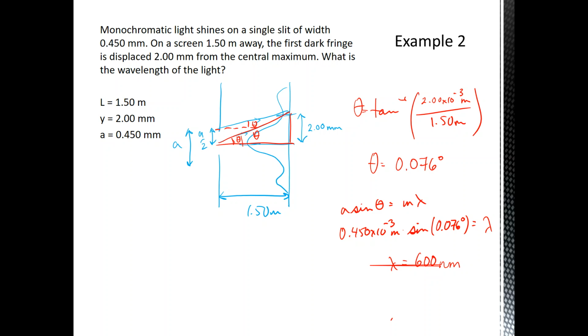Okay, this is an orange maybe. Maybe closer to yellow because it's still close to green, kind of. Any questions? If not, let's move on to the last situation.